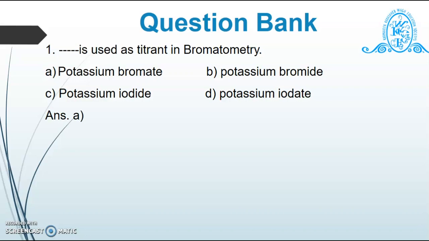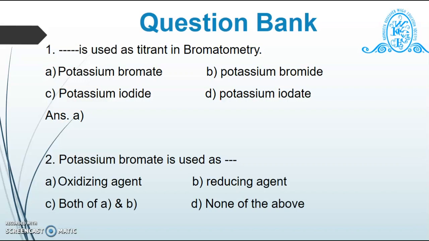Okay, let us see the second question. Potassium bromate is used as, and your options are A. Oxidizing agent, B. Reducing agent, C. Both A and B, and D. None of the above. And your answer for this question is A, that is oxidizing agent. Potassium bromate is used as an oxidizing agent.